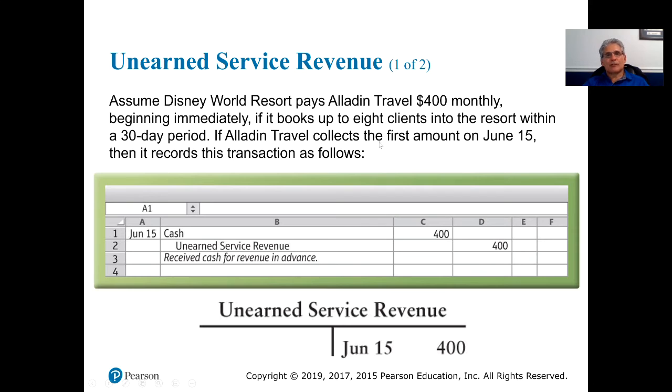So if Aladdin Travel collects the first amount on June 15th, then it records this transaction. So this is the receipt. This is what's happening automatically. This is not the adjustment. This is the receipt. Money comes in, the cash receipts clerk receives the money, enters it into the system, and what we have is on June 15th, a debit to cash for $400 and a credit to unearned service revenue.